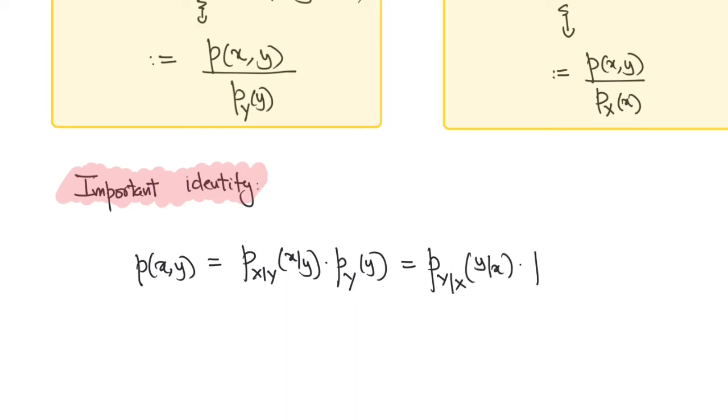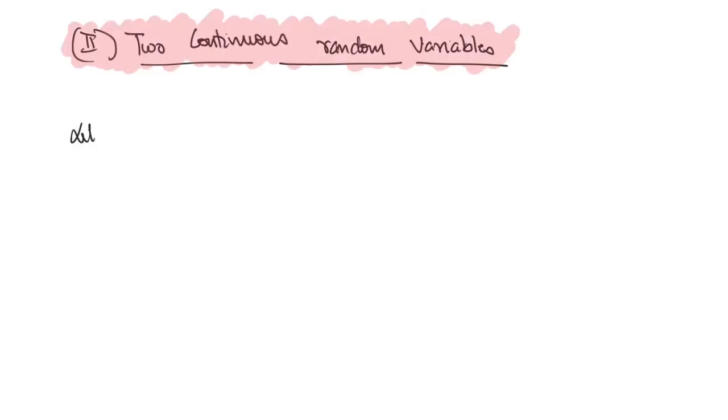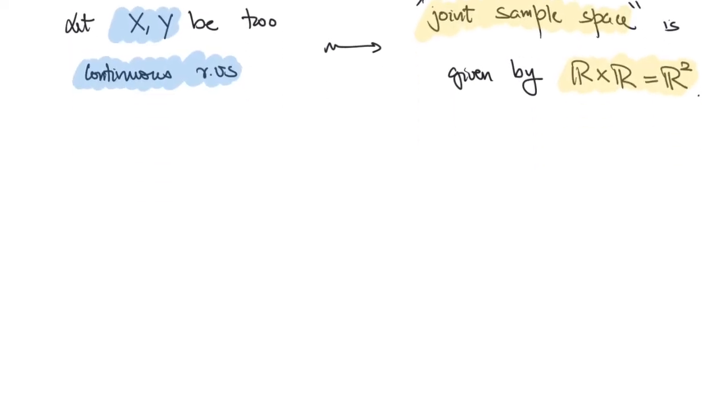And these are the formulae. We next talk about two continuous random variables and joint distributions associated to them. Let x and y be two continuous random variables. In this setting, the joint sample space is going to be defined as the Cartesian product of the set of real numbers with itself. So that is R2.